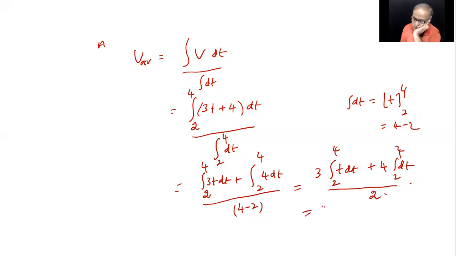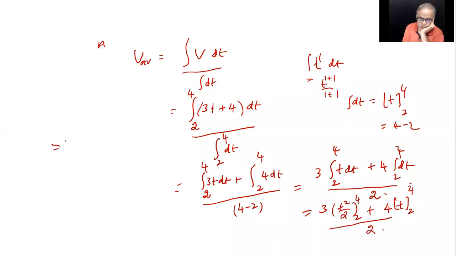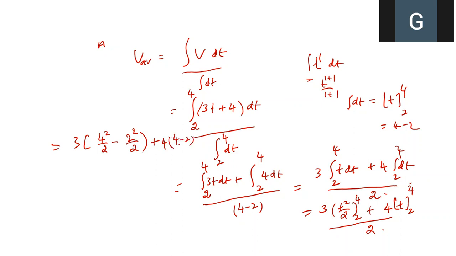Now, 3 into t dt, t square by 2. T to the power 1 dt will be t to the power 1 plus 1 by 1 plus 4 integral dt is t, between 2 and 4, whole by 2. So this is equal to 3 into t square by 2. 4 substitution first, and a negative sign in the middle, then 2 substitution next. Plus 4 into 4 minus 2, whole by 2. So what do I get here?